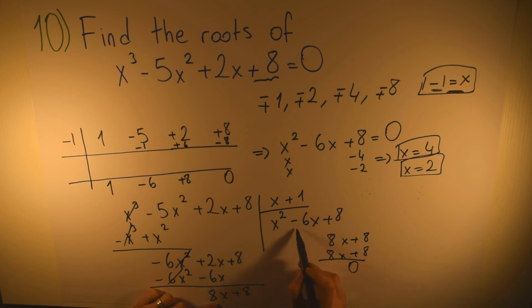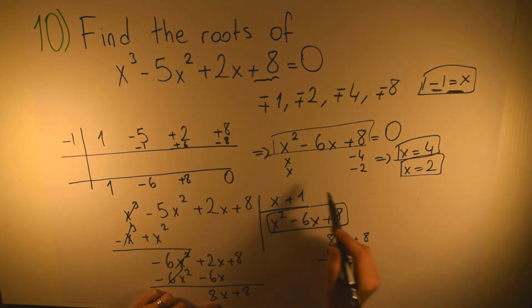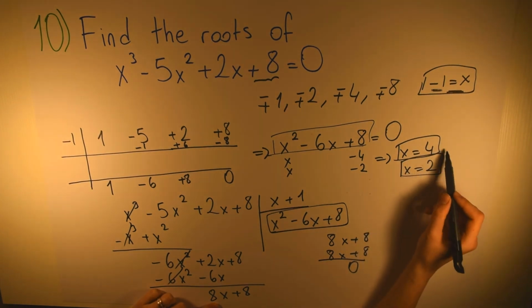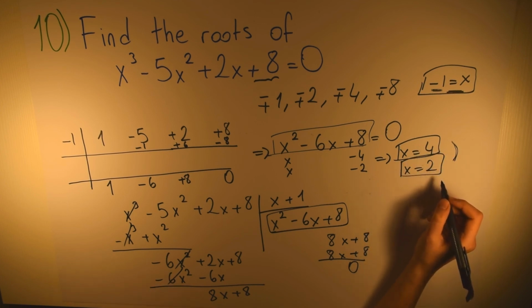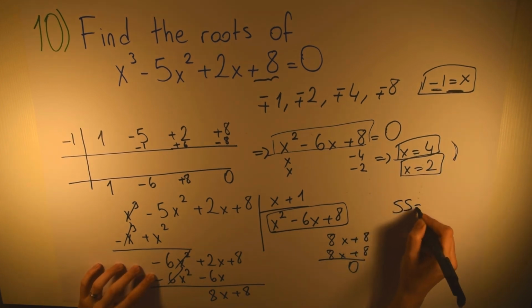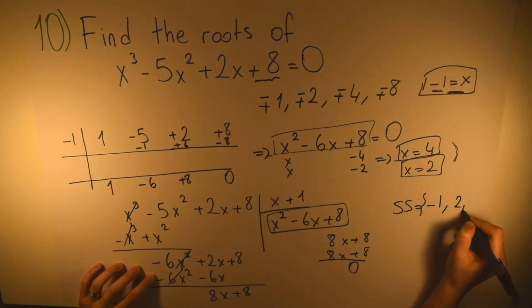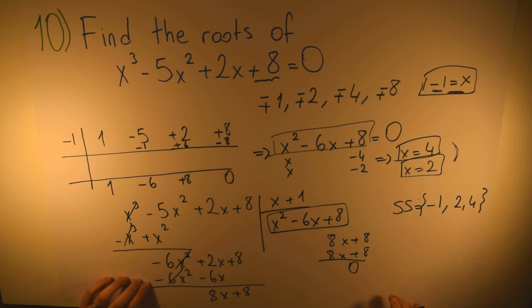So as you can see, we found the same quadratic equation as here. After that you will do the same thing. You will just factorize this, and you will find your other two roots in the same way. So our answer for this question is minus 1, 2, and 4. These are the solutions for our question.